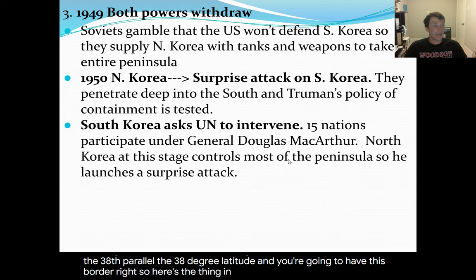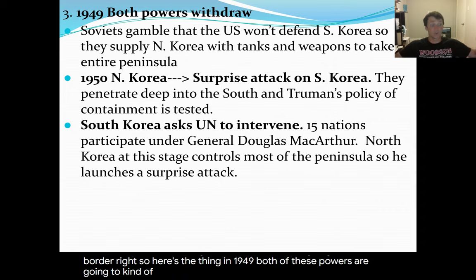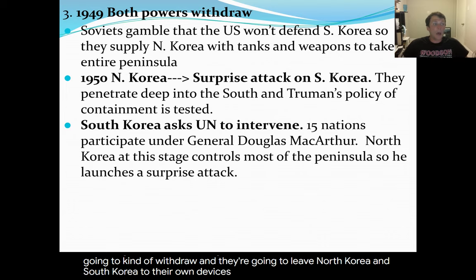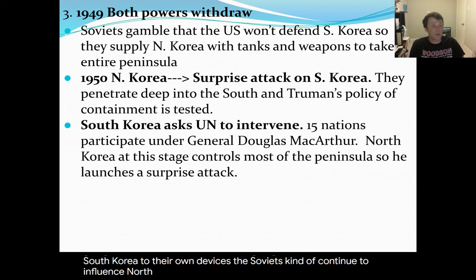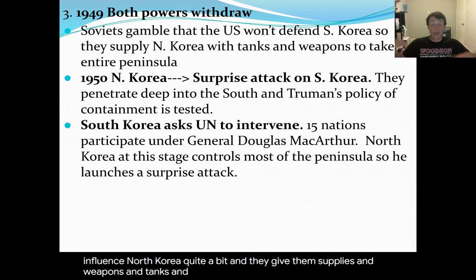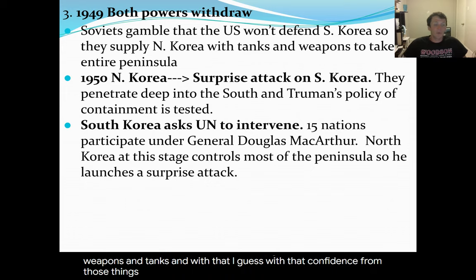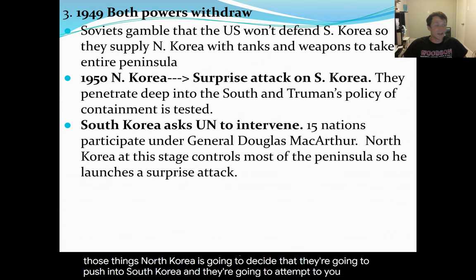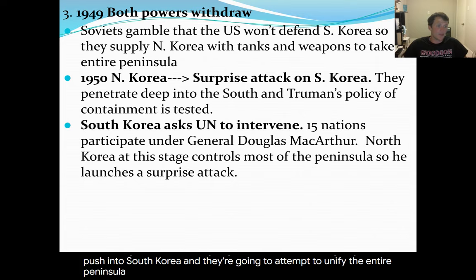In 1949, both of these powers are going to withdraw and leave North Korea and South Korea to their own devices. The Soviets continue to influence North Korea quite a bit, and they give them supplies and weapons and tanks. With that confidence, North Korea is going to decide that they're going to push into South Korea and attempt to unify the entire peninsula.